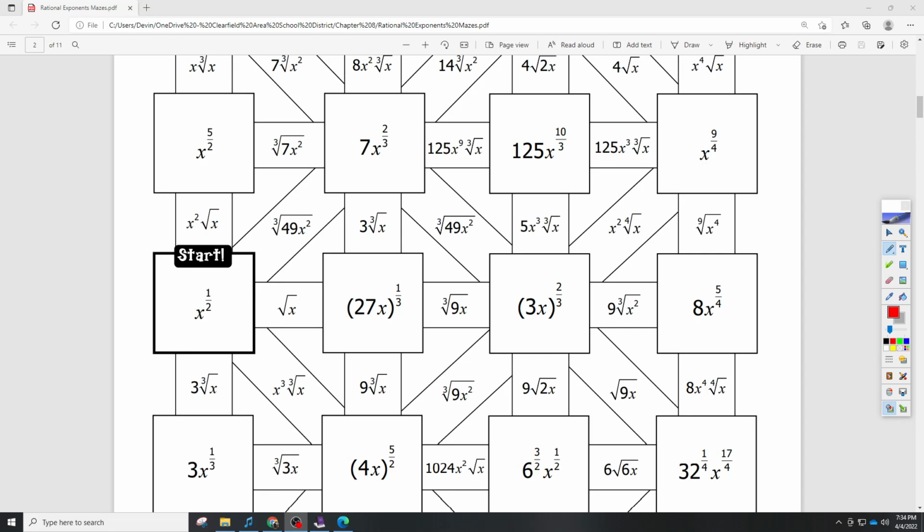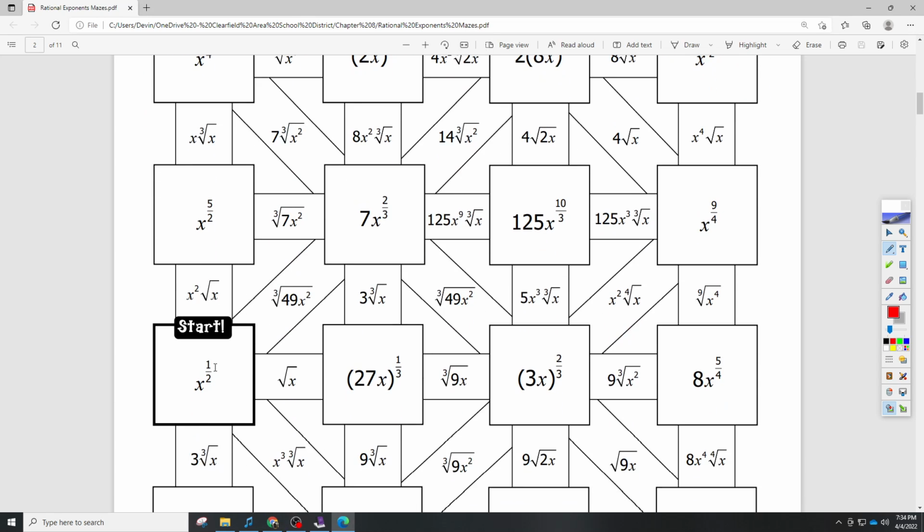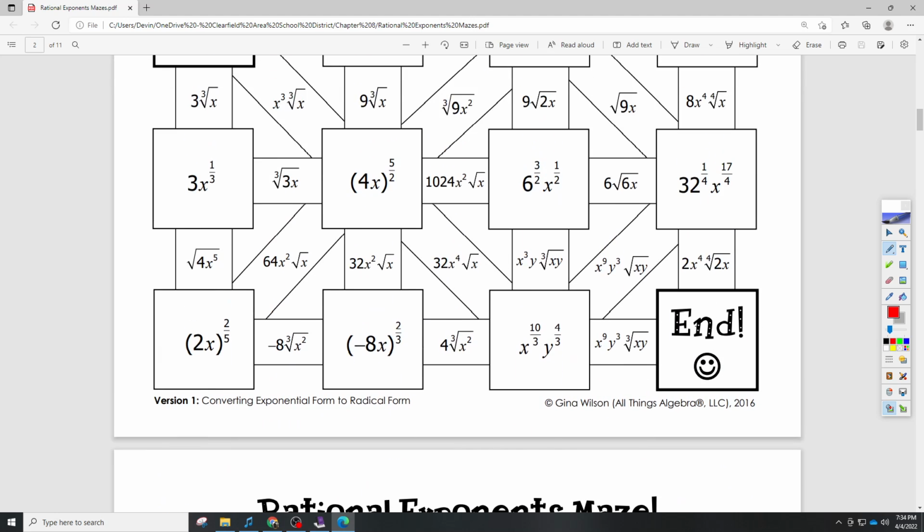So I wanted to record a short video on how to get started on this maze activity in case you are struggling at all. And so I want to go through a couple of problems. So you start over here where it says start, and then you've got to find what it links to for the next problem. And a lot of these you're going to be changing to radical form, which it says up here: rewrite each expression in simplest radical form, and then navigate through the maze. So obviously we're going to start here and hopefully end down here.